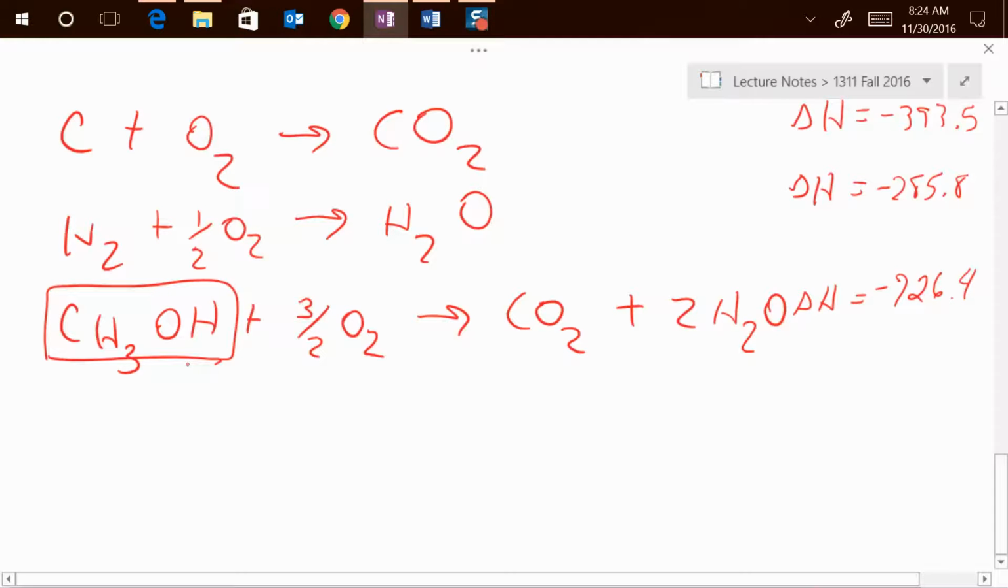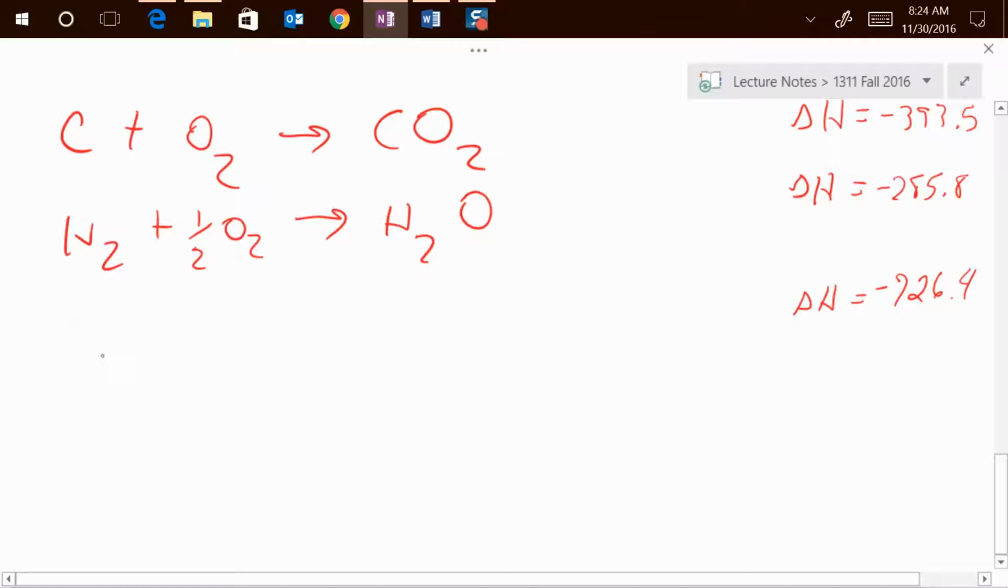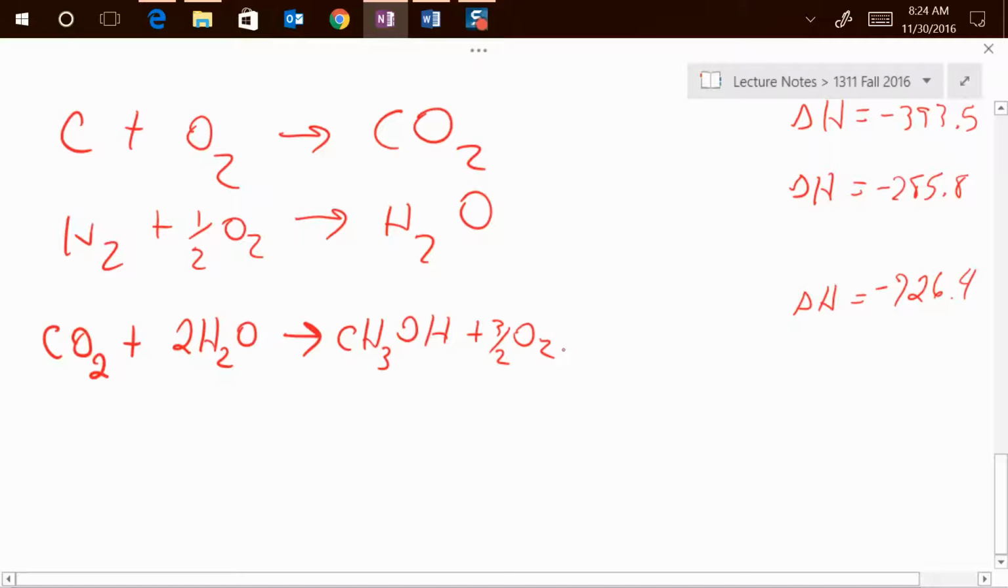Because I want to find the formation of methanol, so I need to flip this. Okay? So now I'm going to write it as CO2 plus 2H2O produces CH3OH plus 3/2 O2. Okay? But what does that do to my delta H? Makes it positive. Okay? All right.